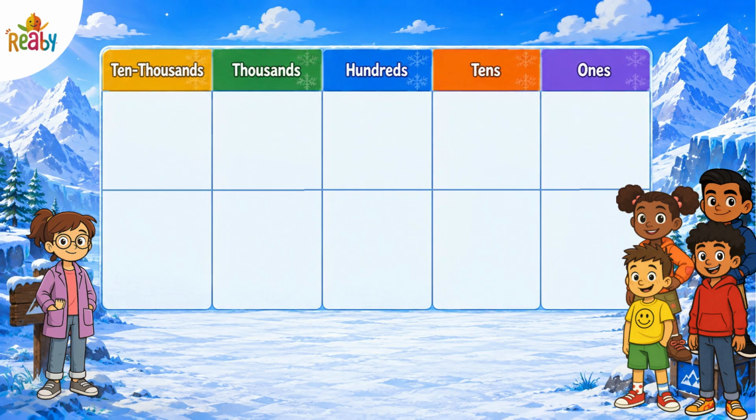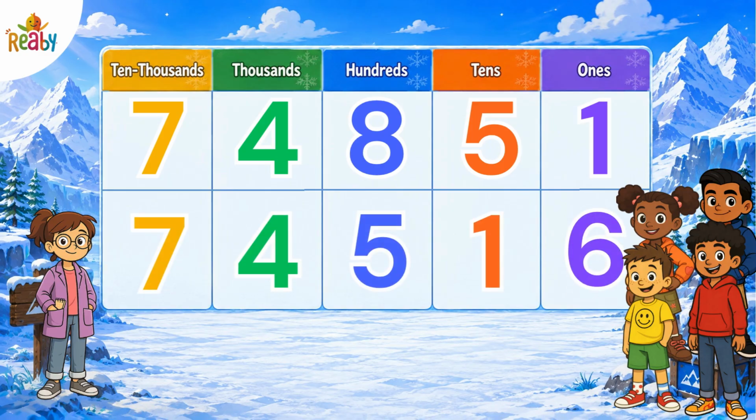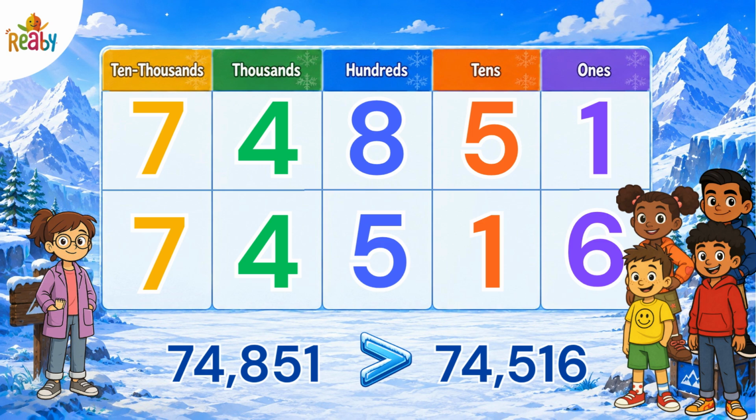Sometimes the first digits are the same. Let's compare 74,851 and 74,516. Both numbers start with 7 in the 10,000s place. So we move to the next place. The thousands digits are both 4, so we keep moving right until we find the first different digit. The first different digit is in the hundreds place. 74,851 has 800s. 74,516 has 500s. Since 800s is greater than 500s, the first number is greater. So that means 74,851 is greater than 74,516.